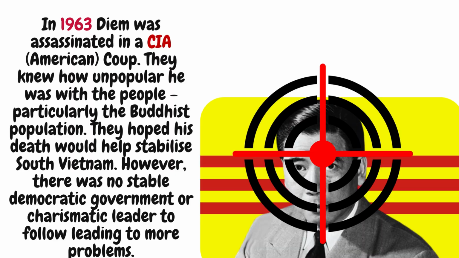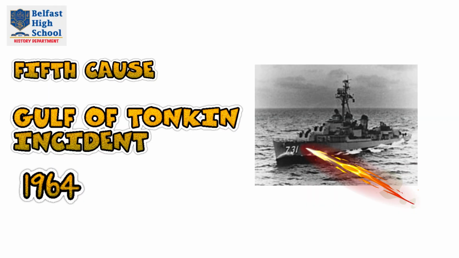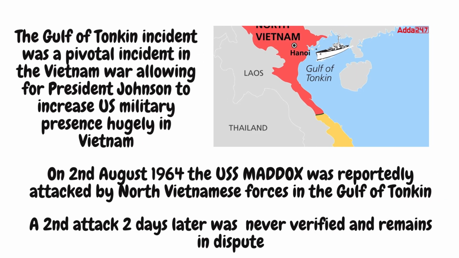And the fifth and final cause is the Gulf of Tonkin incident. This is 1964. Very controversial. It's a pivotal incident in the Vietnam War. It allows President Johnson to increase US military presence hugely in Vietnam. On the 2nd of August 1964, the USS Maddox, a destroyer, was reportedly attacked by North Vietnamese forces in the Gulf of Tonkin. You can see the Gulf of Tonkin here. It's reported that a second attack actually happened 2 days later. That was never verified. The weather was really bad, and this always remains in dispute.